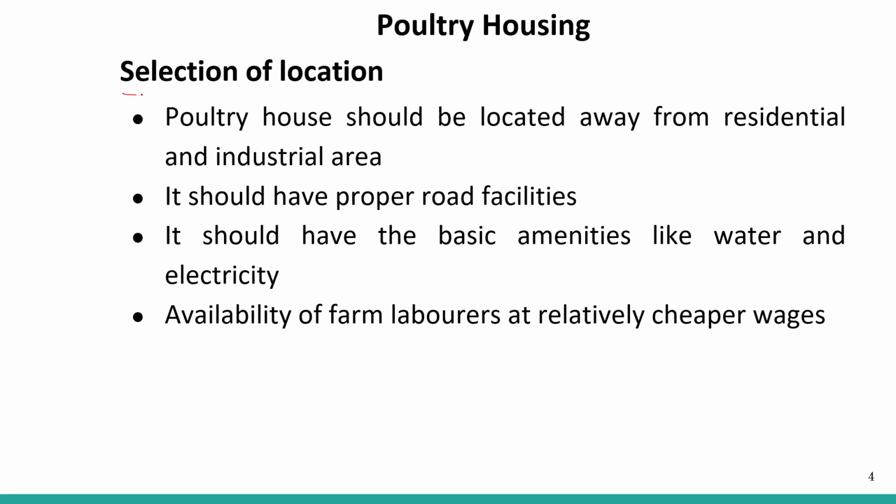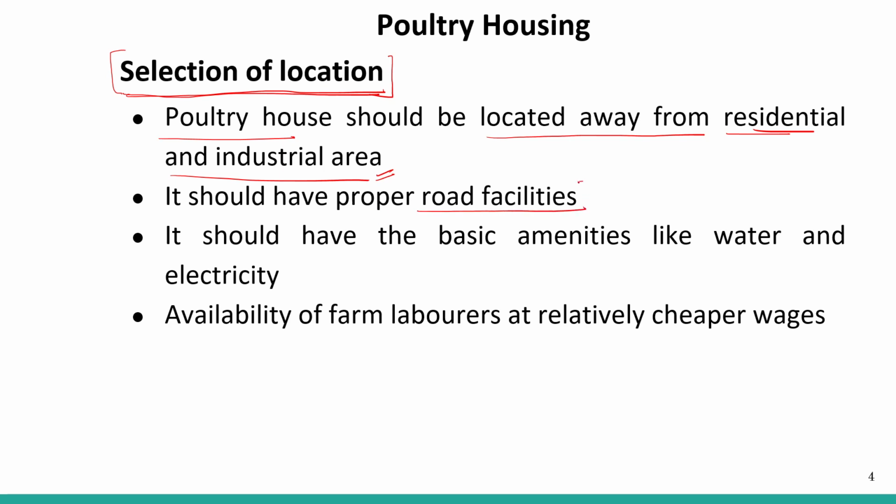Selection of location. To build a poultry house, first of all there must be a site location. The poultry house should be located away from the residential and industrial area, right? So these poultry houses should not be built near a residential area or any industrial area, first thing. And it should have proper road facilities because they have to transport things from one place to another. So there should be proper road facilities wherever the poultry house is made. It should have basic amenities like water and electricity.